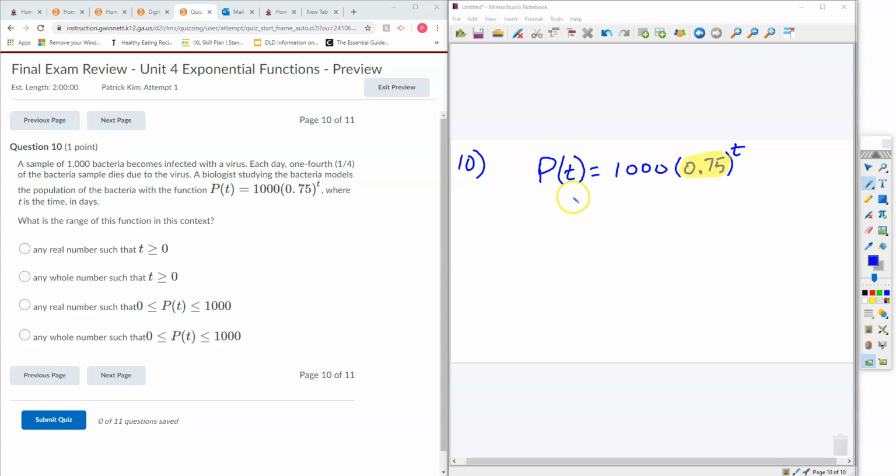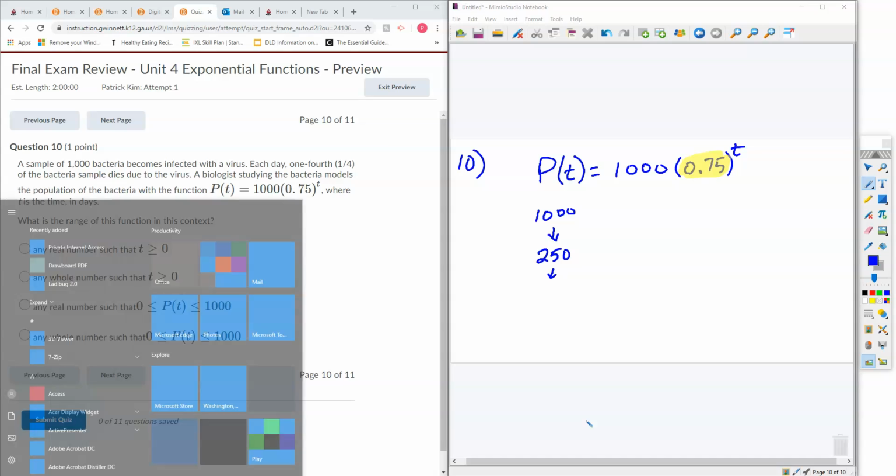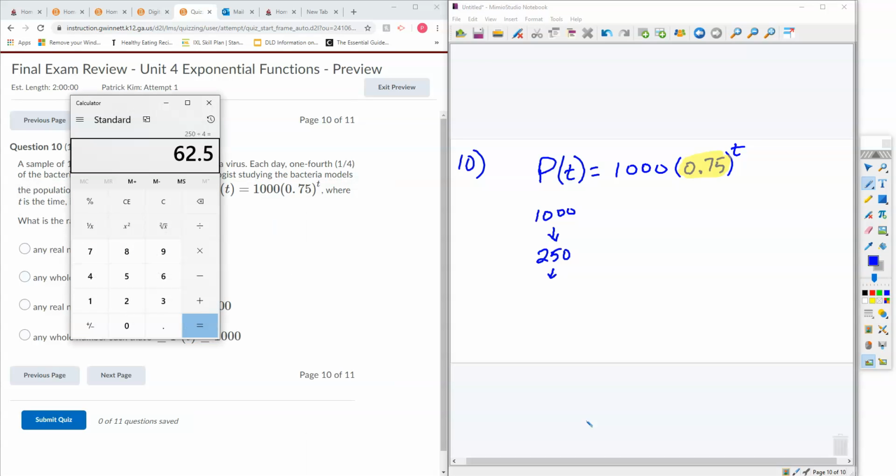What is the range of this function in this context? We're going to get a fraction of the number of bacteria left over each day. So you start with 1,000 and you're slowly decreasing. So 1,000, then 25% of that, or a quarter of that. Divide that by 4 is 250. Divide that by 4 is, ooh, I can't do this in my head right now. Let's get a calculator. 62.5. That's why I couldn't figure it out, because it's a decimal.